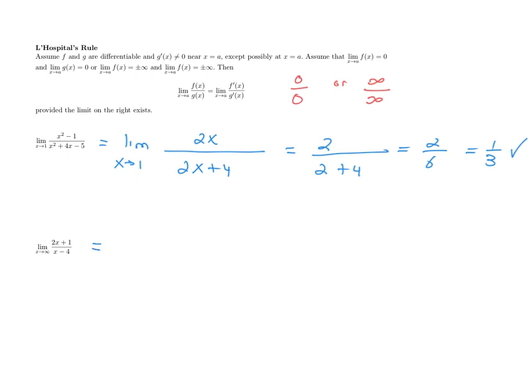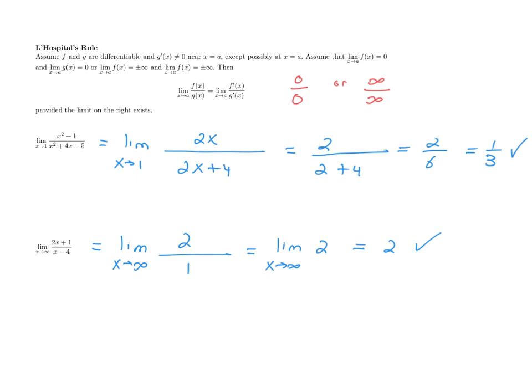Let's see what happens here. This is the limit as x approaches infinity of the derivative of the top, which is actually just 2, and the derivative of the bottom, which is just 1. In fact, this is just the limit as x approaches infinity of 2, and that's 2, which is the answer we got on the previous slide. So not only can this be a faster way to get to our answer, sometimes it will allow us to solve limits that we couldn't do before because certain functions aren't factorable.